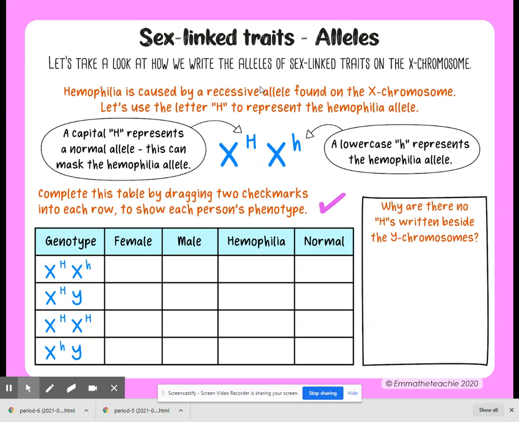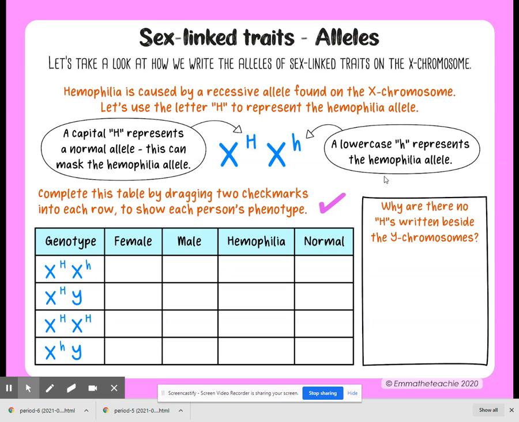We're going to use the base letters X's and Y's because this is sex-linked. We're going to follow the male and female chromosomes. And then we're going to use the superscript letter H to track the actual disorder that we're looking at, the trait for hemophilia. So a capital H superscript is going to represent a normal allele. This means it can mask the hemophilia allele. The person does not have a bleeding disorder. And a lowercase h is going to represent the hemophilia allele.